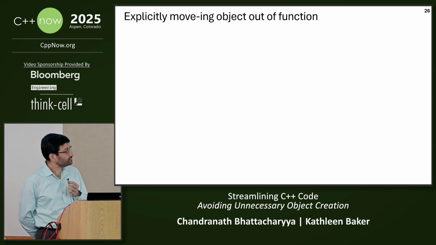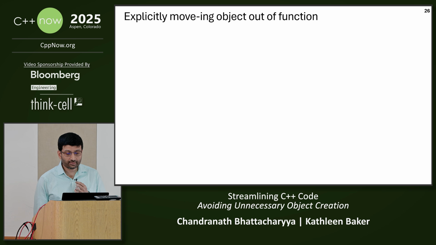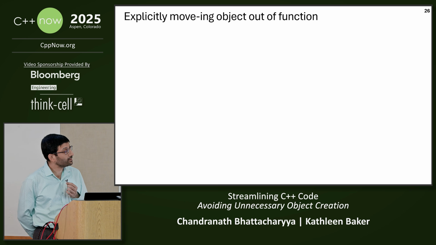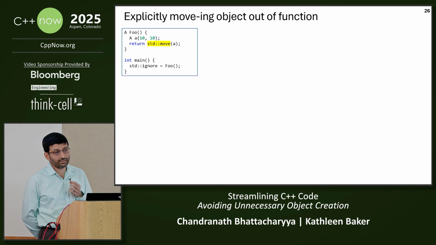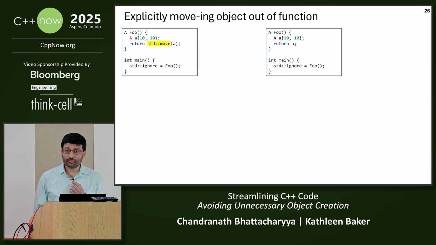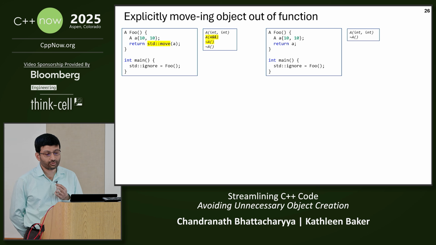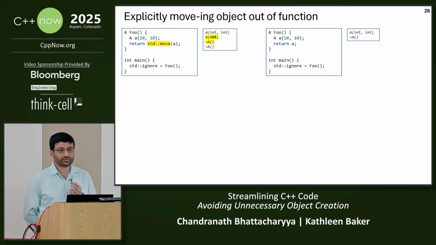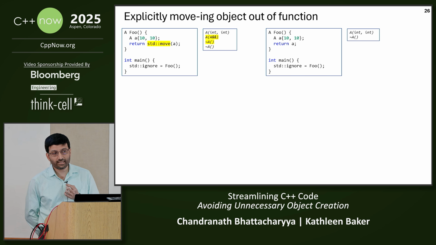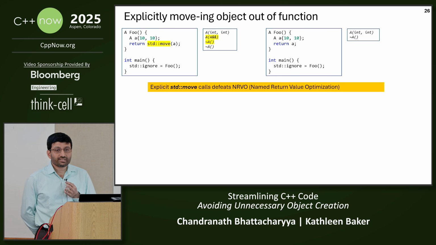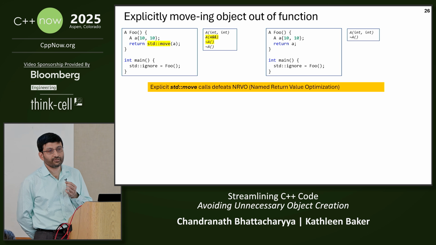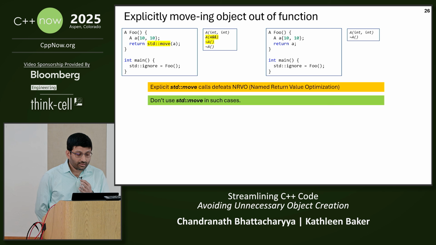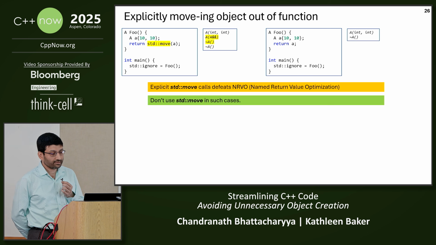Okay, next scenario. Explicitly moving objects out of a function. What do you mean by that? So here's some piece of code. The function foo creates an object of type A and then calls std::move on A in the return. Here's some alternate piece of code which just does a return of A. And here's the output. As you can see, the first one calls a move and the other one gets an in-place construction. So what is happening over here is that the explicit call to std::move defeats the named return value optimization. So yeah, don't use std::move in such cases.